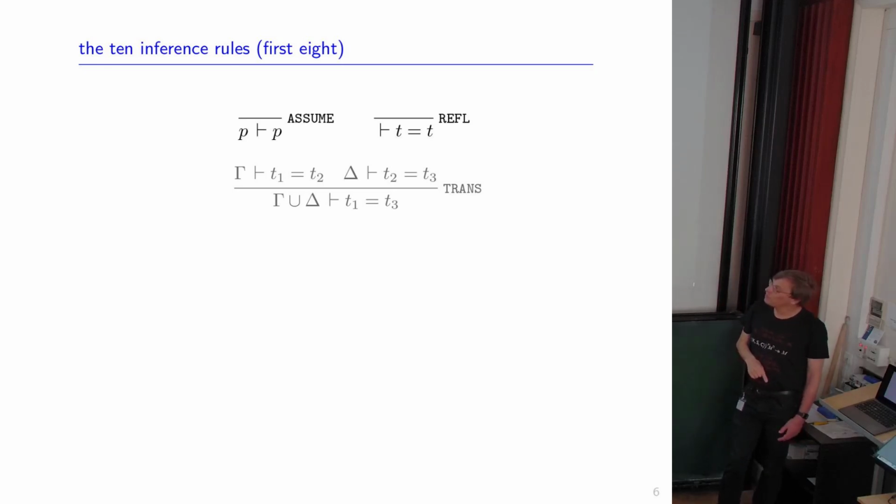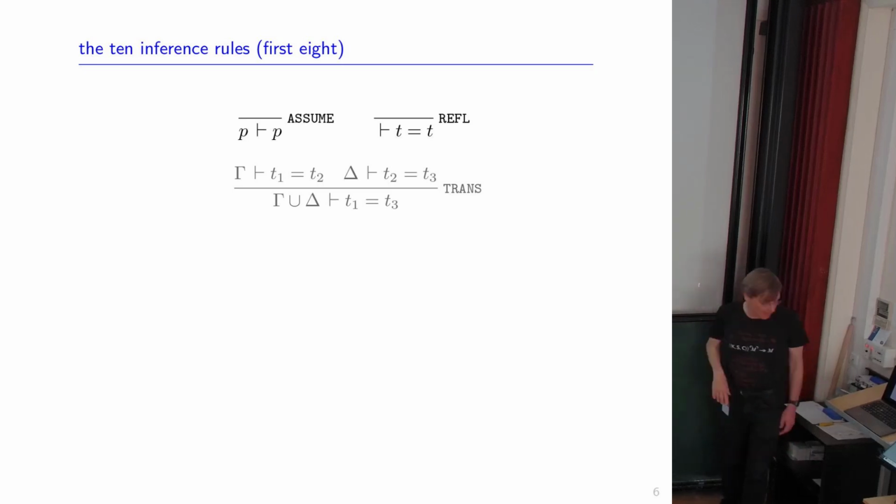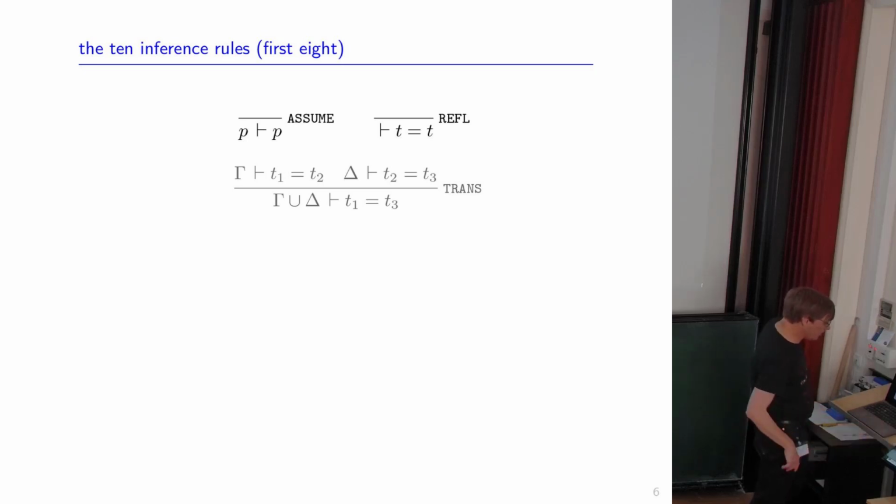And you really should consider these assumption lists as sets. So you could write gamma, comma, delta, just append them together, but that's not how it's implemented in the system. It used to be, but John overhauled the system and it really behaves like sets. So trans is actually not needed, so I made it gray.